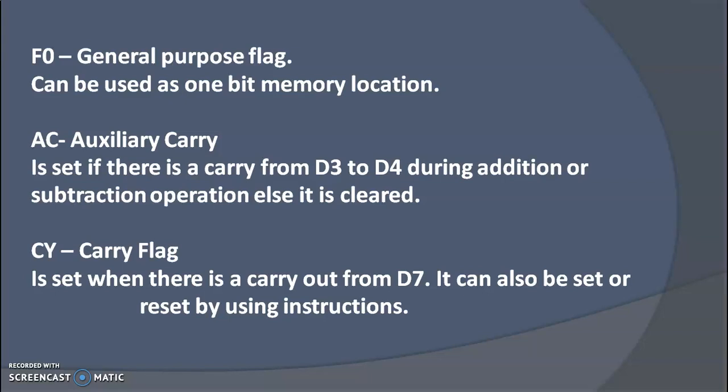The next bit in PSW register is auxiliary carry flag. Auxiliary carry bit is set to 1 if there is a carry from bit D3 to D4 during addition, or if there is a borrow in case of subtraction. Carry flag is set to 1 if there is a carry out from the bit D7. The carry flag can also be set or reset with the help of instructions.